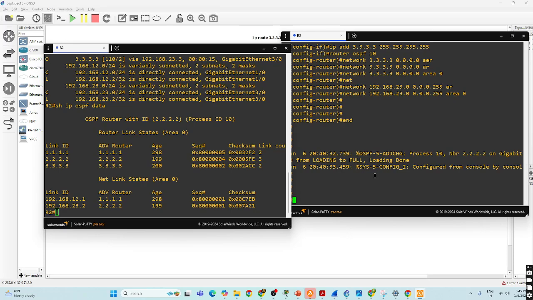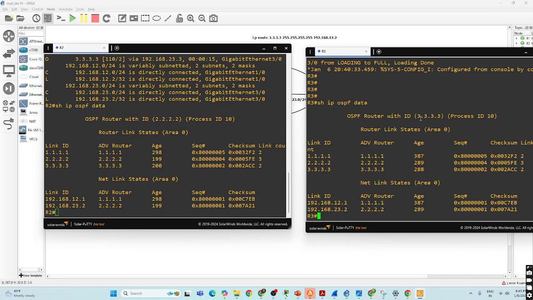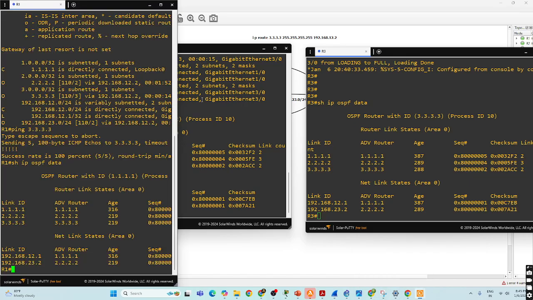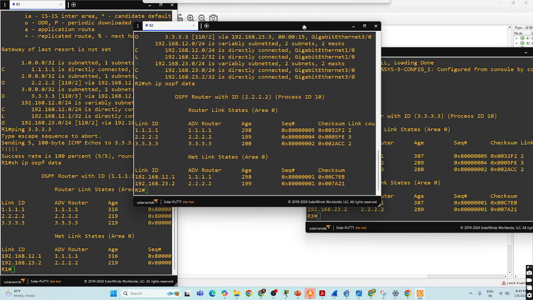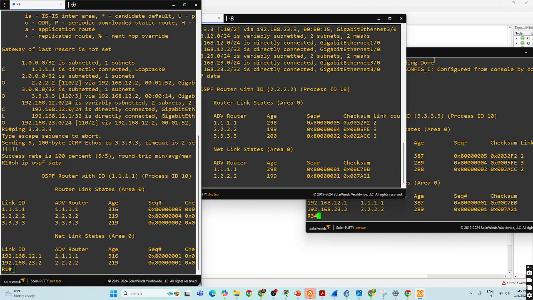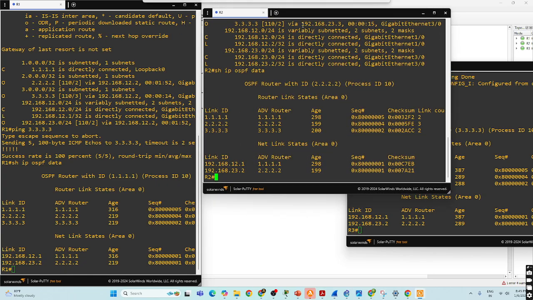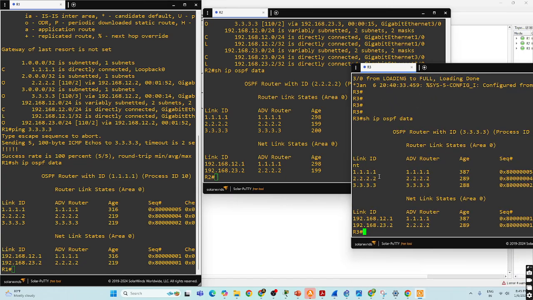So show IP OSPF database here. Let me type show IP OSPF database. See R2 database, R3 database, and R1 database. All are the same, right? If you see carefully. Yes or no? All are having the same database, right? 1.1.1, 2.2.2, 3.3.3. See, this is R2 database. Everyone is having the same database.